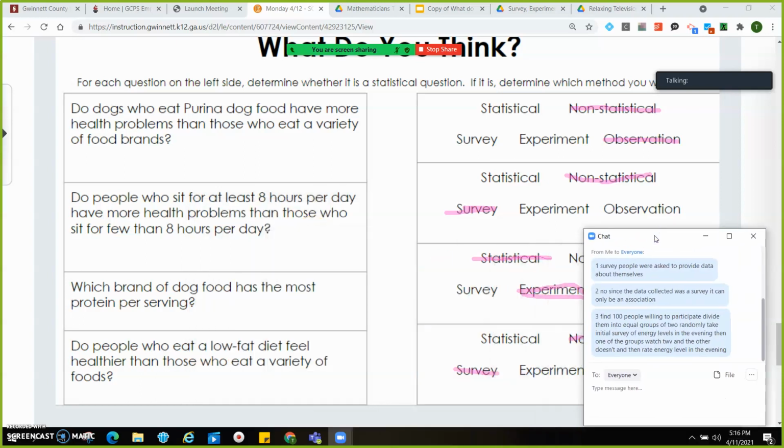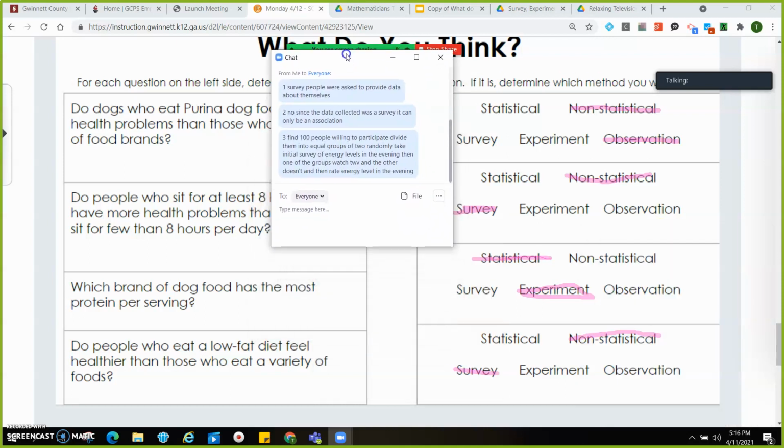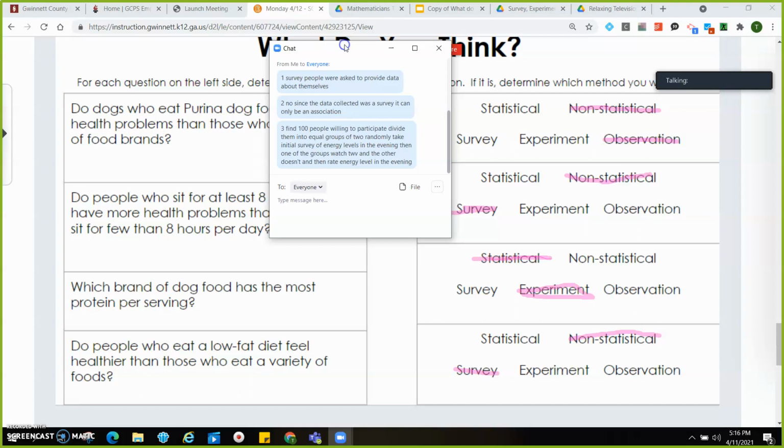Do people who sit for at least 8 hours per day have more health problems than those who sit for fewer than 8 hours per day? Now, this could be a survey or an observation, because for a survey you could actually ask humans, hey, how many diseases or whatever do you have? Or how many health problems do you have? Which would be kind of unethical, so you might want to make it an observation, but it's kind of hard to observe what's going on internally.